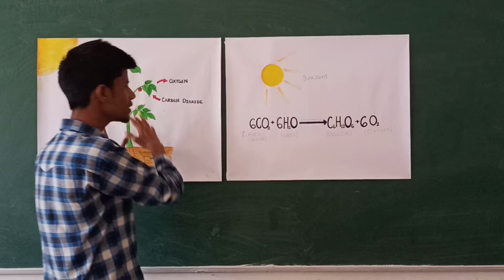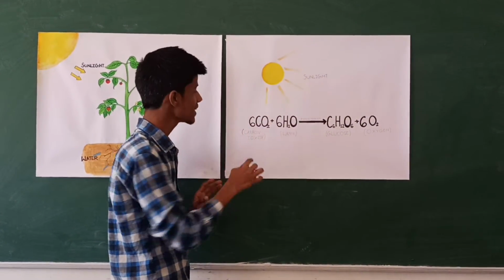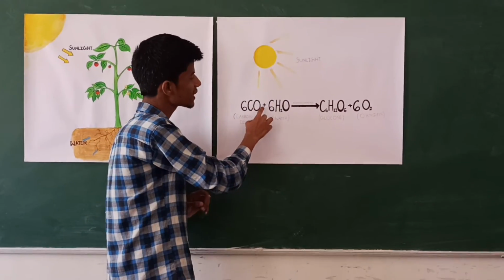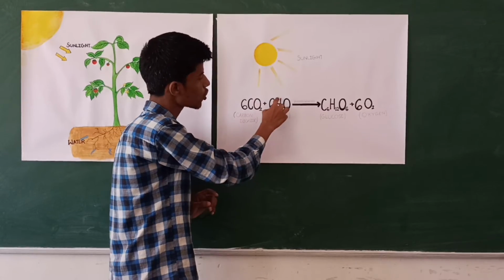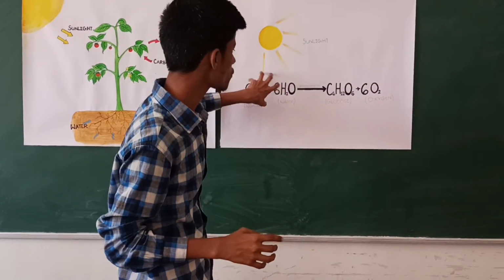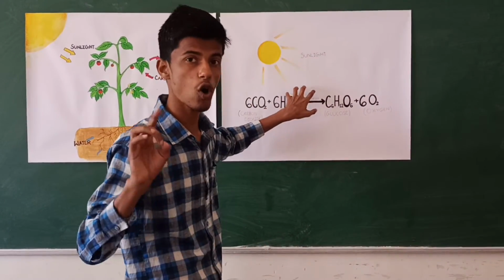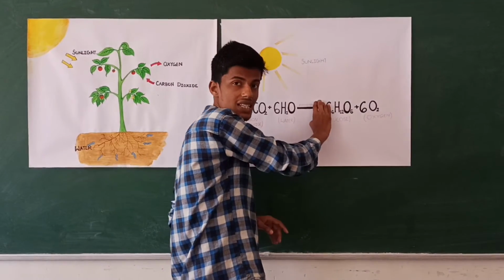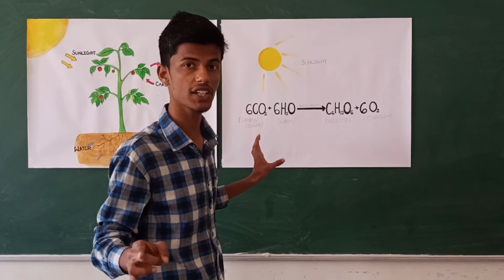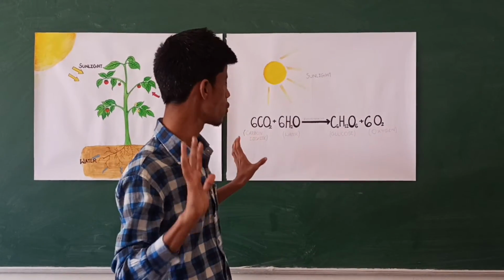After getting all these three elements, that is, 6 molecules of carbon dioxide, it also needs 6 molecules of water, that is H2O, and this process takes place in the presence of sunlight. This process only takes place in the presence of sunlight. Now, adding both in the presence of sunlight with a magical chemical reaction, the plant is able to make its food.